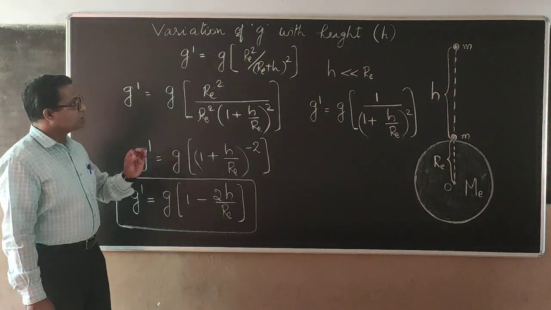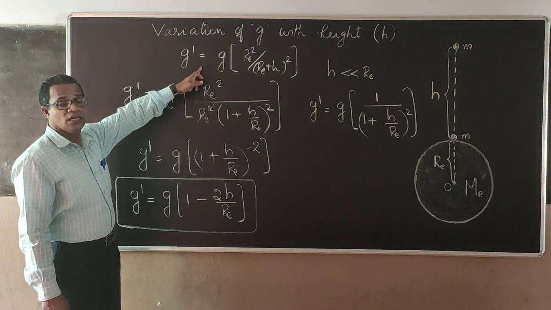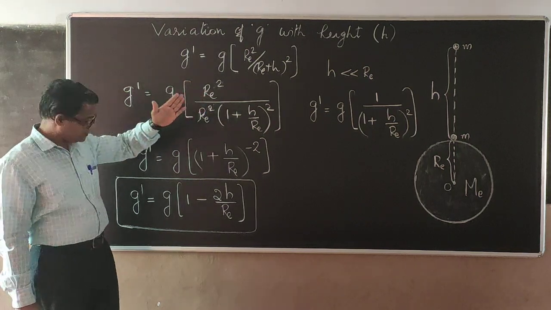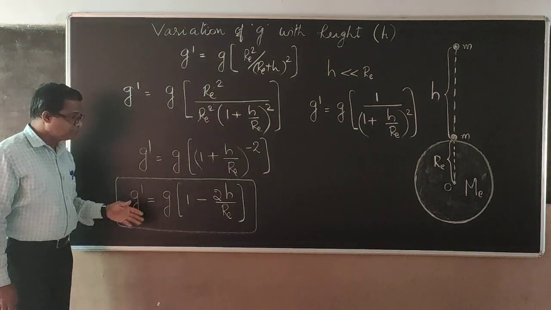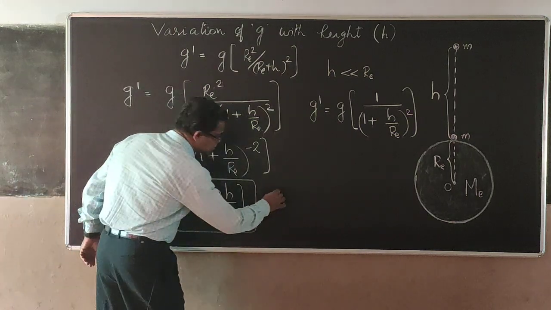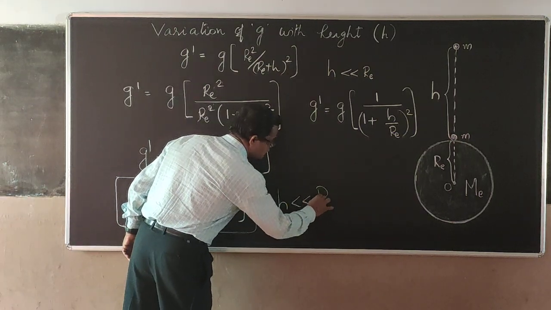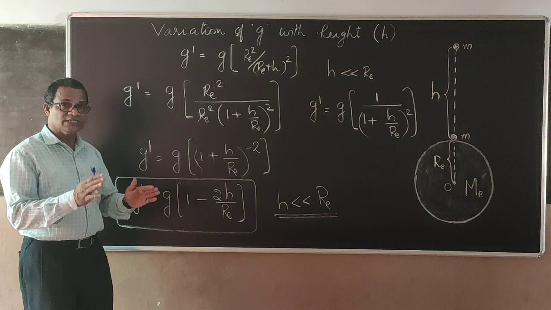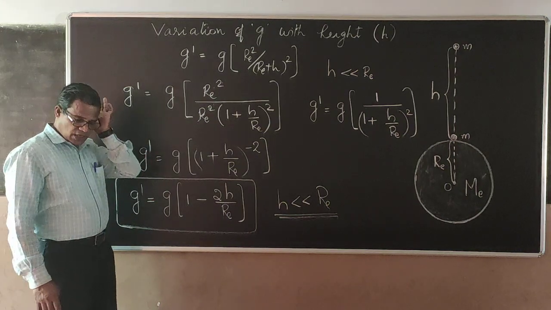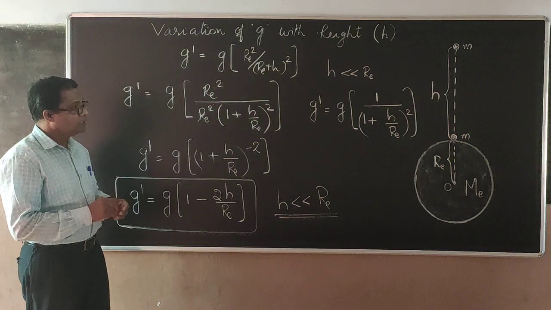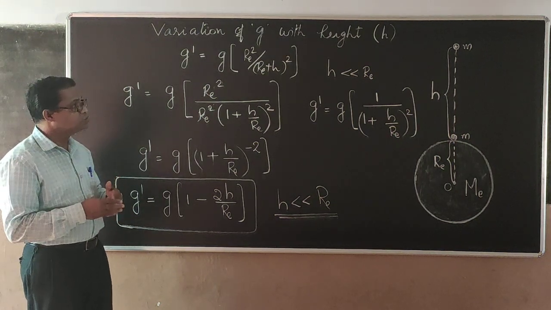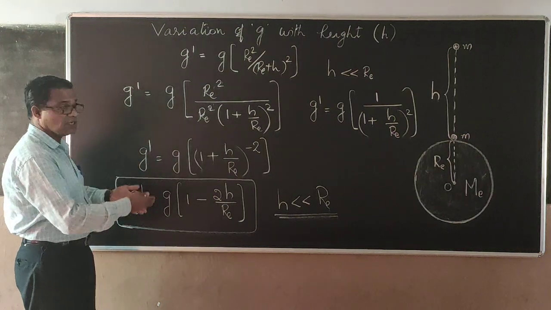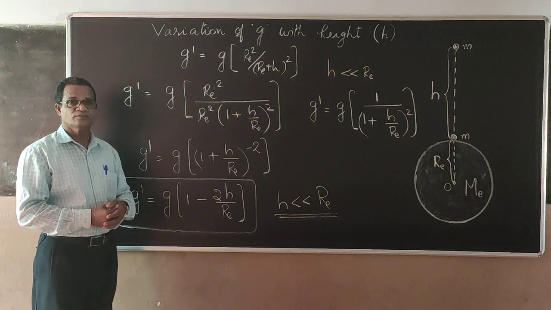So you got two equations. One is this one, that is applicable to large heights or heights comparable to the radius of Earth, and here this is for height which is negligibly small compared to the radius of Earth. Okay? So when you do the sums using this, with respect to height, you must identify whether the height is negligible or comparable with the radius of Earth, and then only can you choose the equations properly. Okay?